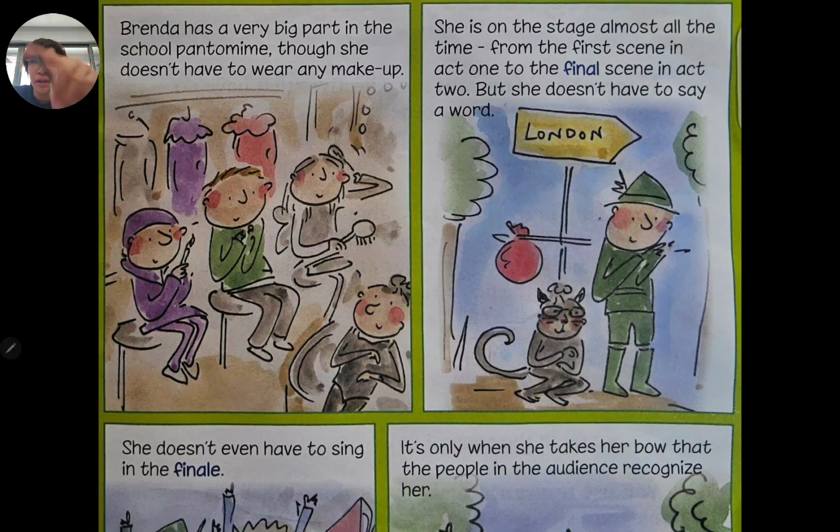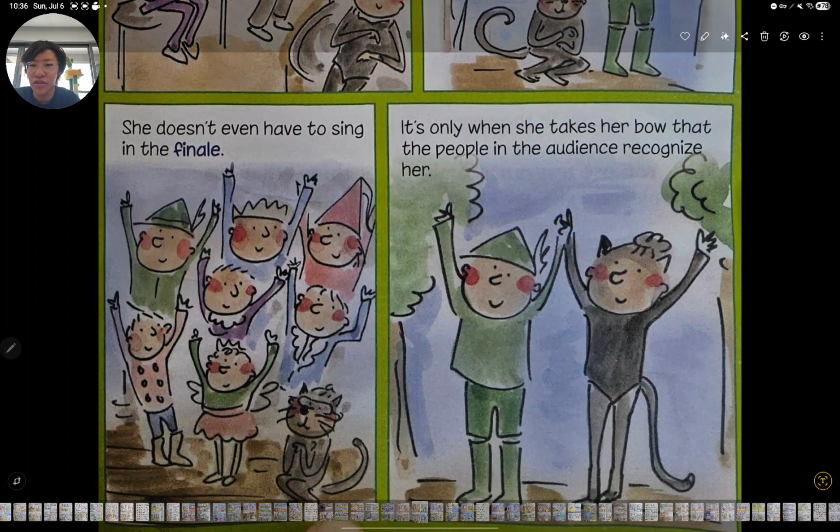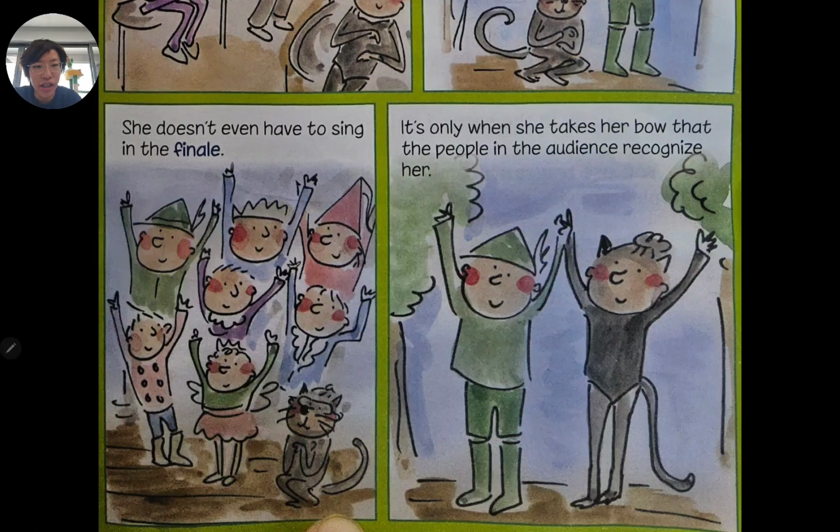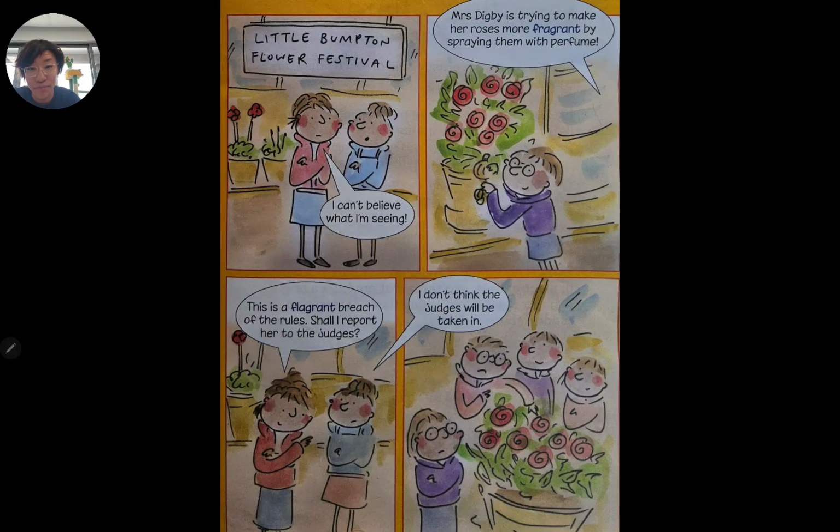Brenda has a very big part in the school pantomime. So she doesn't have to wear any makeup. She is on the stage almost all the time, from the first scene in Act 1 to the final scene in Act 2. But she doesn't have to say a word. She doesn't even have to sing in the finale. It's only when she takes her bow that the people in the audience recognize her.